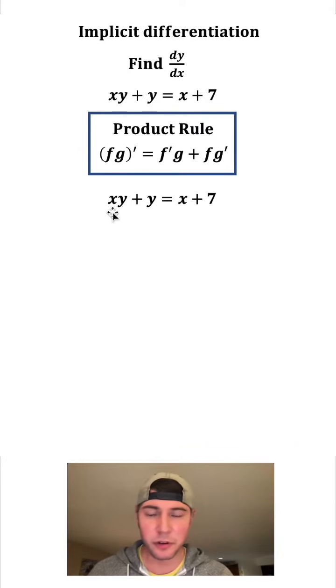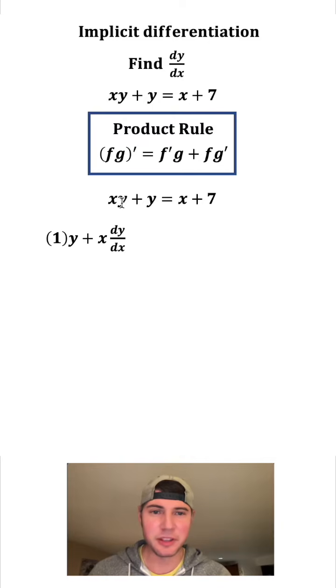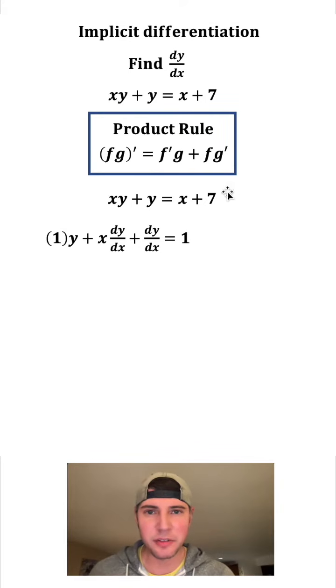We're going to take the derivative of the first, and the derivative of x is 1, and then we're just going to bring down the y, plus, and then we're just going to bring down the x, and the derivative of y is dy/dx. And now we're done with this xy portion. Plus, and then the derivative of y is dy/dx. And then the derivative of x is 1, and the derivative of 7 is 0.